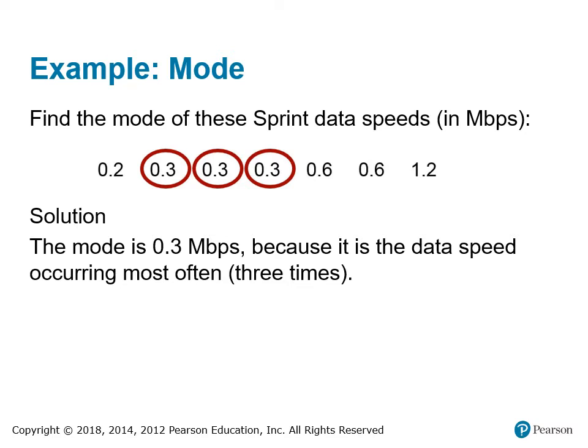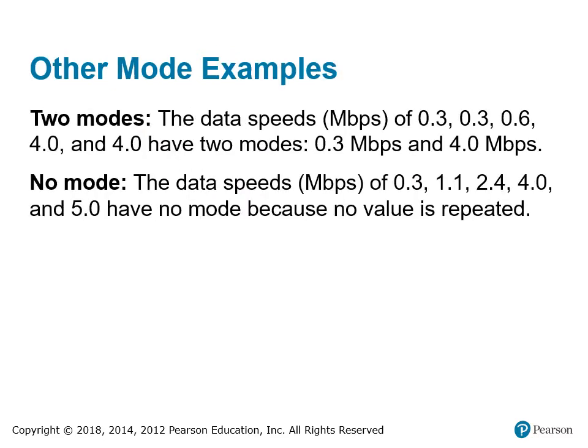So let's look at this example. Now we're moving over to Sprint instead of Verizon and looking at their data speeds. If we collect the Sprint data speeds, we have 0.2, 0.3, 0.3, 0.3, 0.6, 0.6, and 1.2. If you notice, 0.3 occurs more than anything else. That occurs 3 times. So then 0.3 would be our mode. It occurs most often.